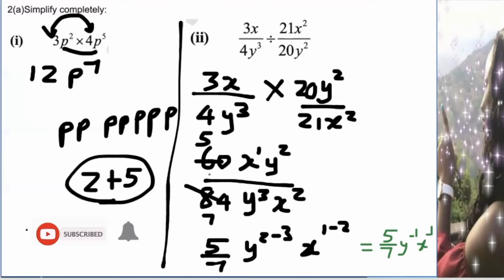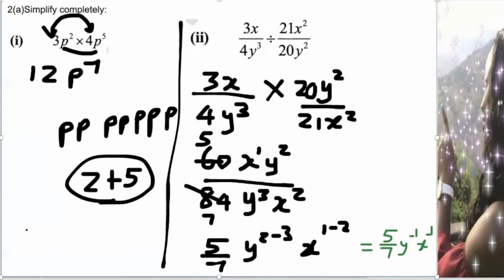Just to repeat what was done, we multiply 3 times the 20 that we have in the numerator to give us 60. x times y, that's xy squared. 4 times 21, that's 84. And y cubed times x squared, that's y cubed x squared. We then simplify the numbers, then apply indices to the variables to get the result that I have. So that's all that I did.